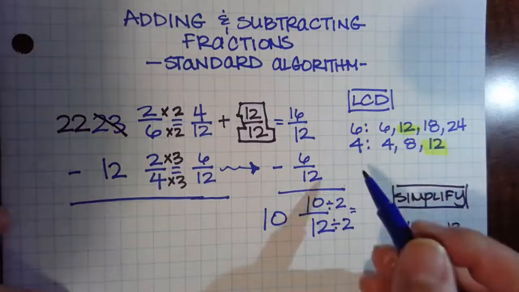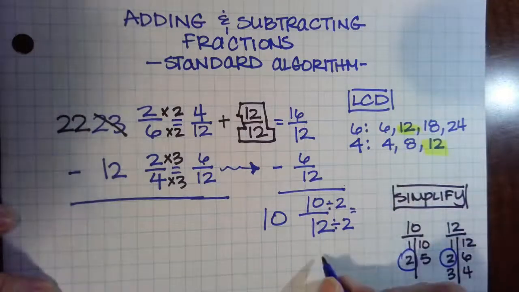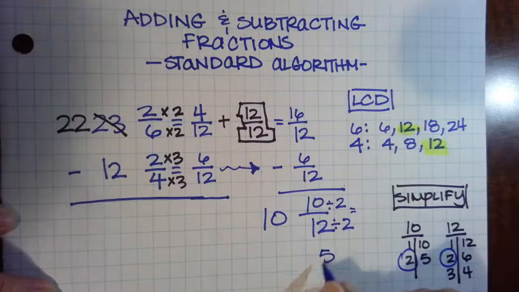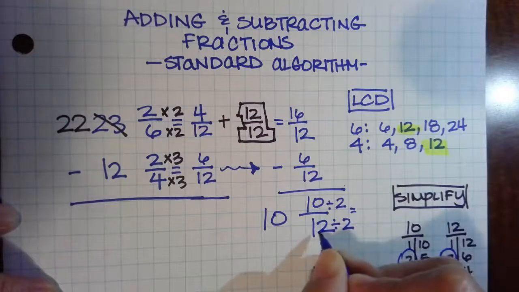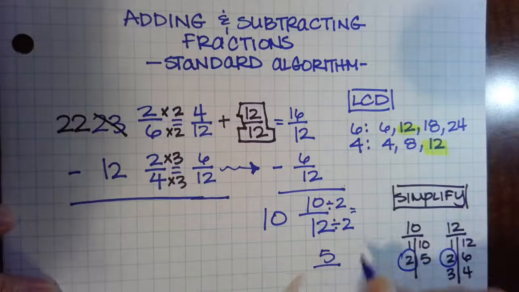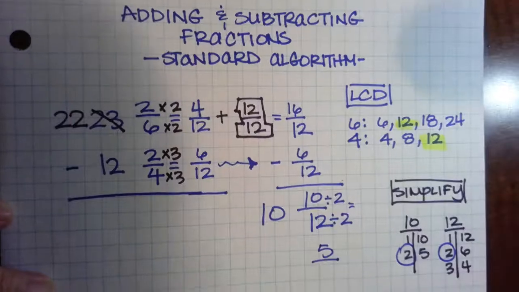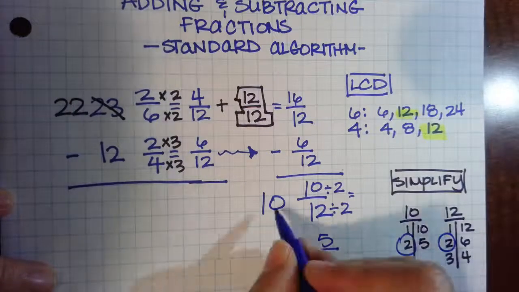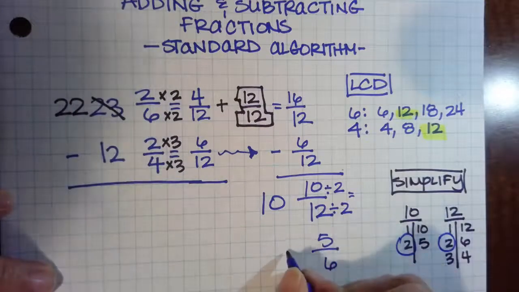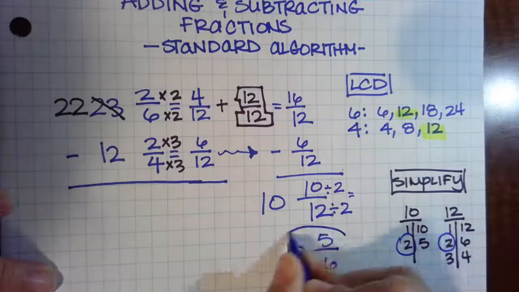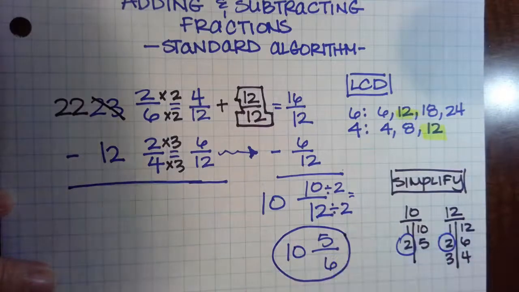10 divided by 2, that's going to give me 5. I'm going to write it over here. And then 12 divided by 2, that's going to give me 6. And then don't forget your 10 wholes. And there's our answer for this example.